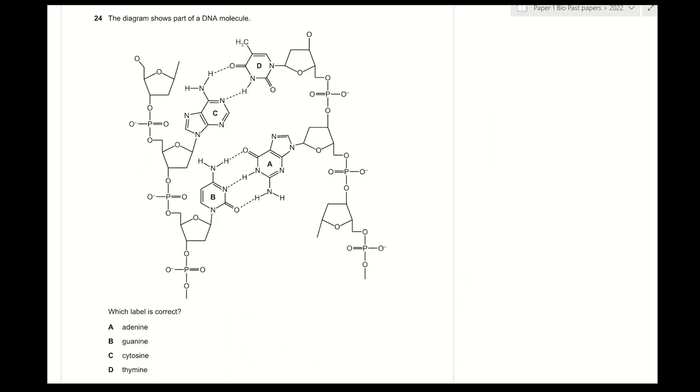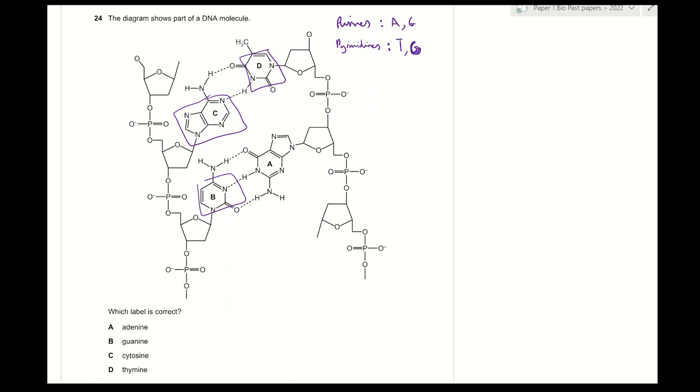Question number 24. The diagram shows part of a DNA molecule. Which label is correct? Now, here we have two hints. As you all know, the double ring structures are purines, and purines are adenine and guanine. And the single ring structures here, we can see, are pyrimidines. And pyrimidines are thymine and cytosine.